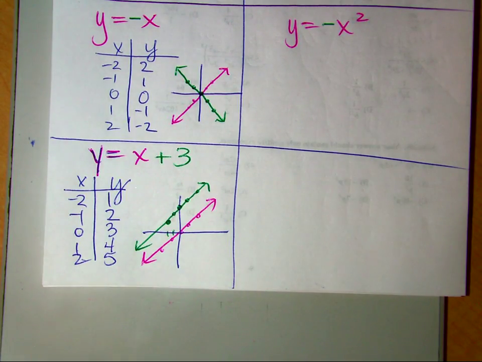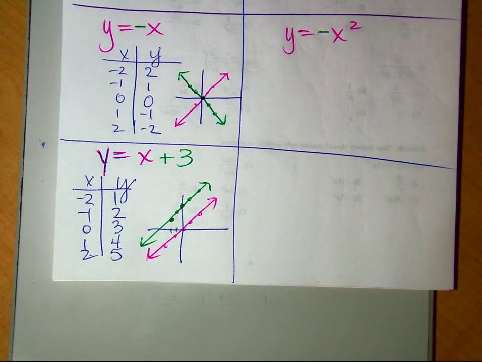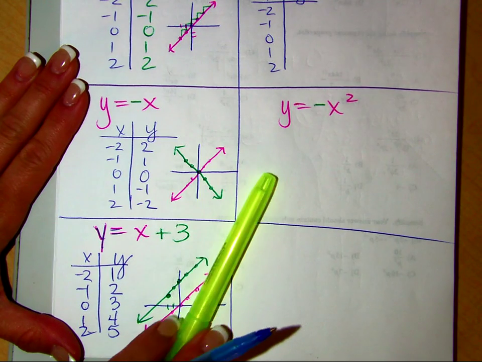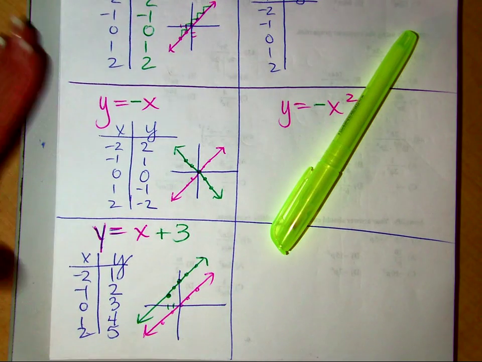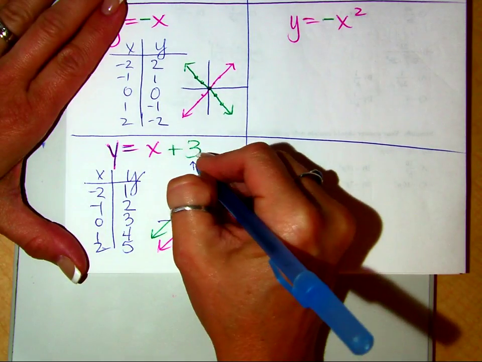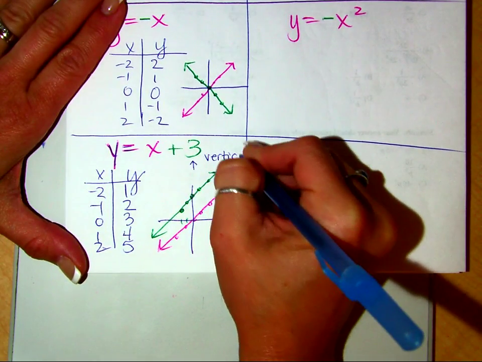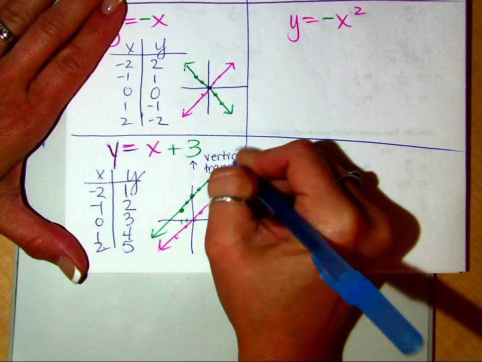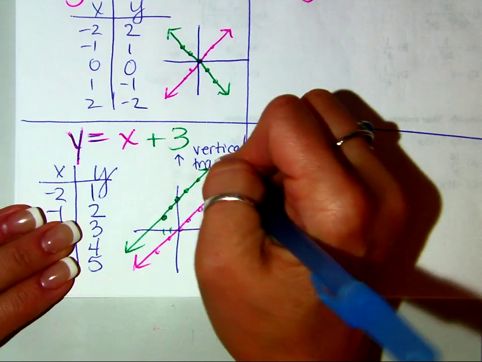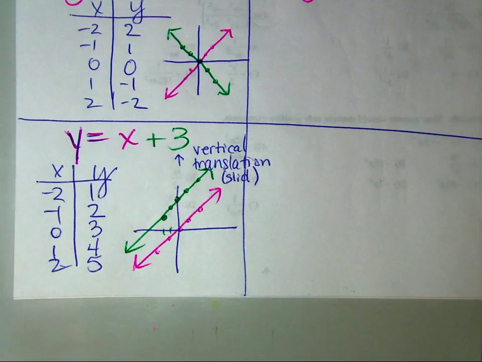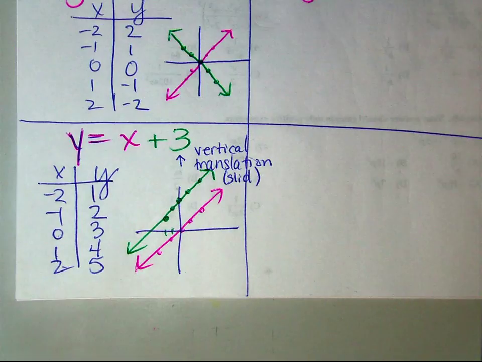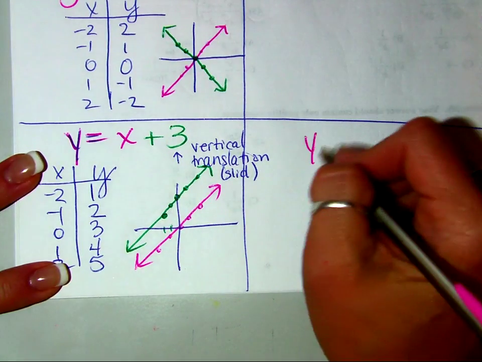And look, a translation is like a slide. So if I were to take this highlighter, and it's here, and now I'm taking it and I just slid it. So a translation is a fancy word for a slide. So I want you to point to this, and it's a vertical translation. I slid it. That's all I did. Okay, and so I slid it up 3 units. So the +3 in linear moves the line up 3. So what do we think y equals x squared +3 is going to do?